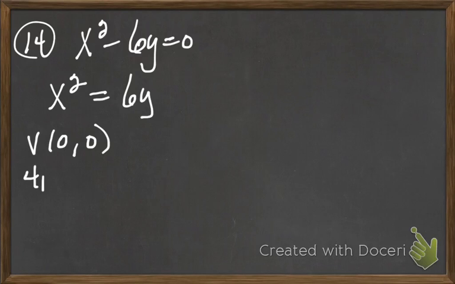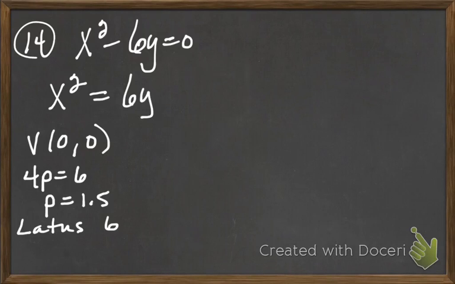We're going to set 4p equal to 6. This time our p-value is not going to be a whole number. That could happen. 6 divided by 4 is 1.5. Good job. The latus rectum is the absolute value of 6, so the latus rectum would be 6. y is not squared, and a is positive, so the parabola is going to go up.